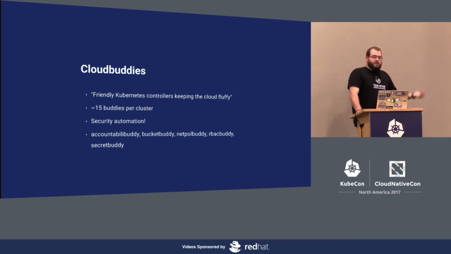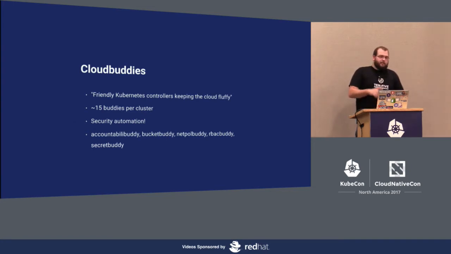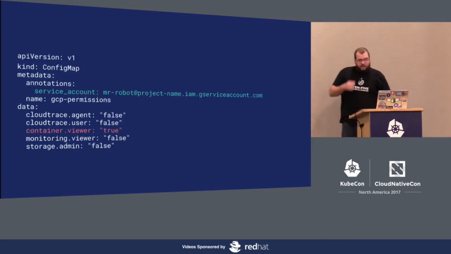But this is where we can introduce our service automation or security automation. So we have things like Redis Buddy, for example, Memcached Buddy, that would provision you an appropriate resource under whatever circumstance we've decided to build. But the ones that we've decided to build for security or implement security controls in, and that I want to talk about, are Accountability Buddy, Bucket Buddy, NetPol Buddy, RBAC Buddy, and Secret Buddy. So it's pretty fun. Here's an example of what Accountability Buddy is designed to do.